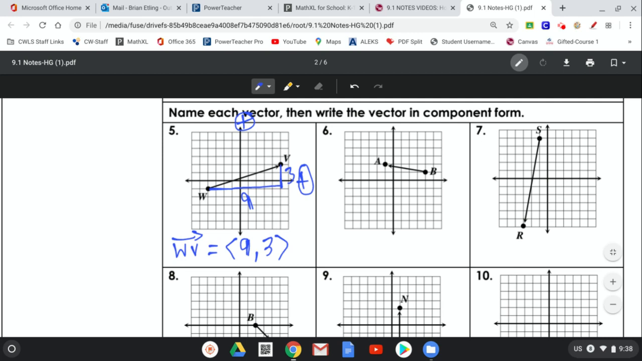All right, so moving on to number 6, we have to name this vector. The initial point is B, and the terminal point with the arrow next to it is A. So it's going to be vector BA.